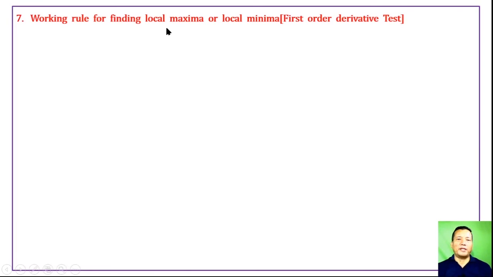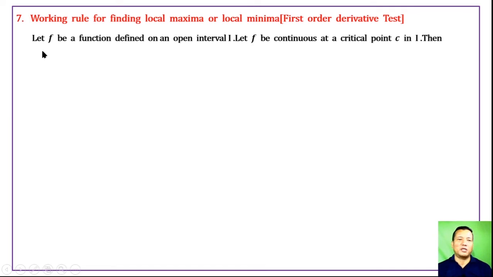Working rule for finding local maxima or local minima: first order derivative test. Local maxima and local minima of a function, the working rule is the first order derivative test. Let me explain the theorem. Let f be a function defined on an open interval I.